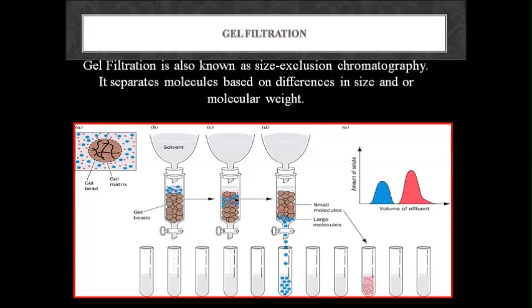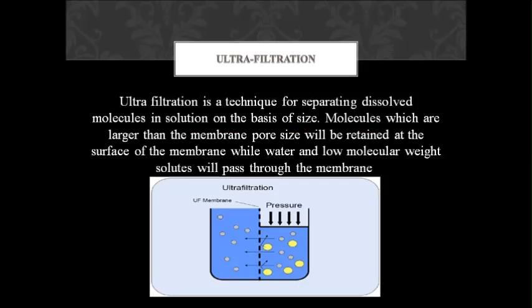Gel filtration is also known as size exclusion chromatography. It separates molecules based on differences in size and molecular weight. Ultrafiltration is a technique for separating dissolved molecules in solution on the basis of size. Molecules which are larger than the membrane pore size will be retained at the surface of the membrane, while water and low molecular weight solutes will pass through the membrane.